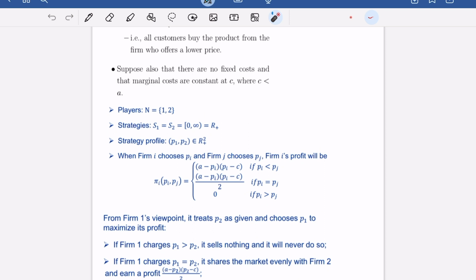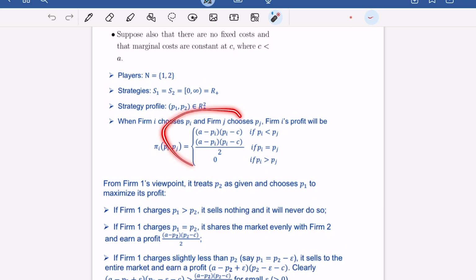We now say that the marginal cost is constant at C. Marginal means this cost is affected by the quantity. So if firm i chooses the price Pi and firm j chooses the price Pj, the profit function will be the following.